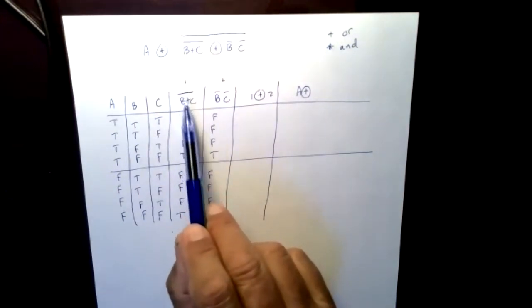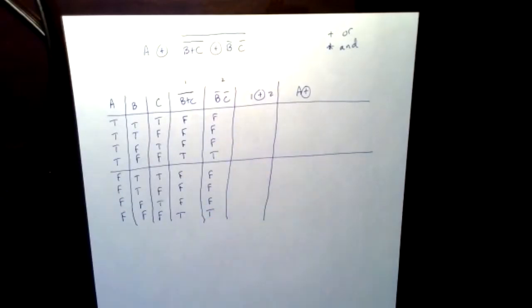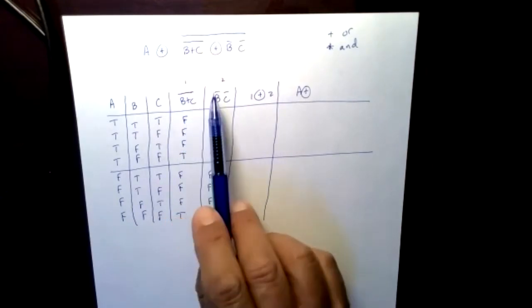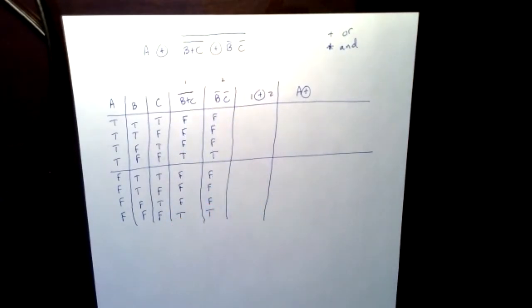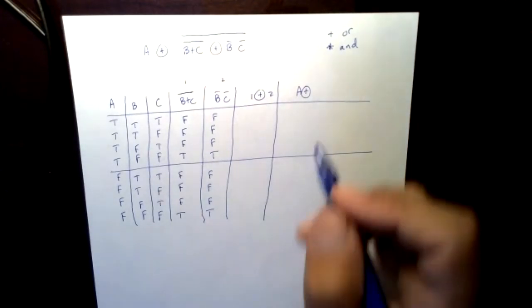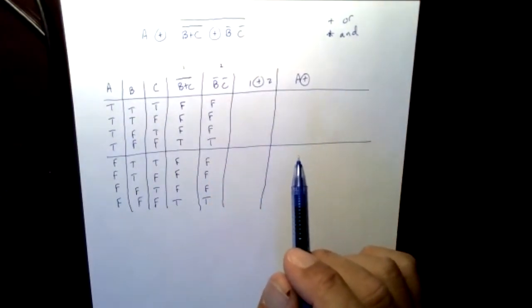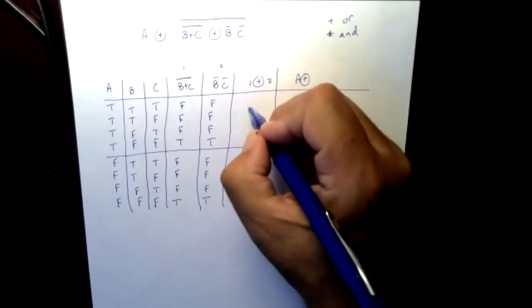Why is this column one the same as this column two? They have the same results. Why do they have the same results? Give me a D word. De Morgan's, right? That was the De Morgan's rule. The not of A plus B equals the not of B times the not of C. They are exactly the same. Okay, so if I exclusive or those two columns, one or the other, but not both, what do I get out? All false.